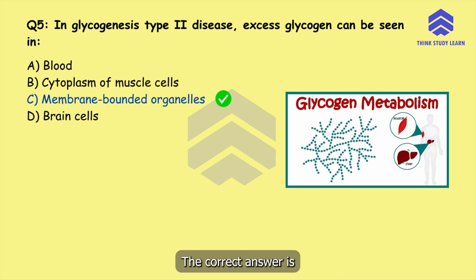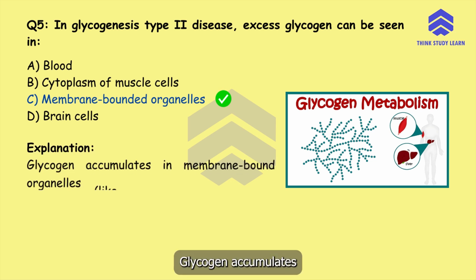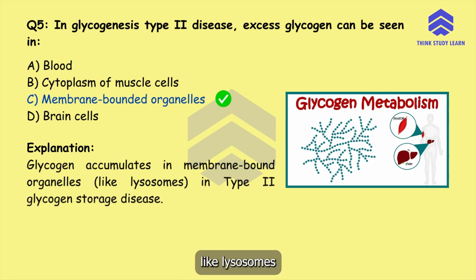The correct answer is option C, membrane-bounded organelles. Glycogen accumulates in membrane-bound organelles like lysosomes in type 2 glycogen storage disease.